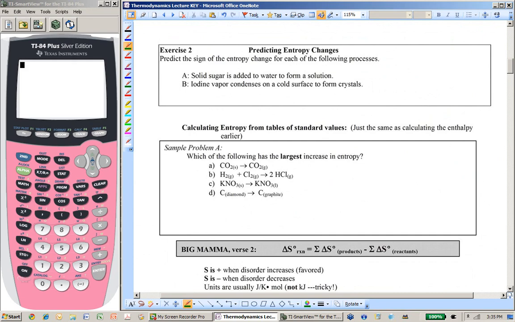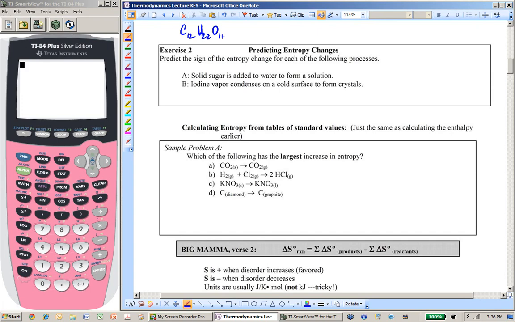All right. So we are going to predict entropy changes. We'll start a little qualitative at first. Predict the sign of the entropy change for each of the following processes. What do you think? Solid sugar added to water to form a solution. Now, what sugar do you figure they're talking about? I think they're talking about the one on the table, which is going to be sucrose, C12H22O11. That's a whole lot of electrons in all of those atoms.